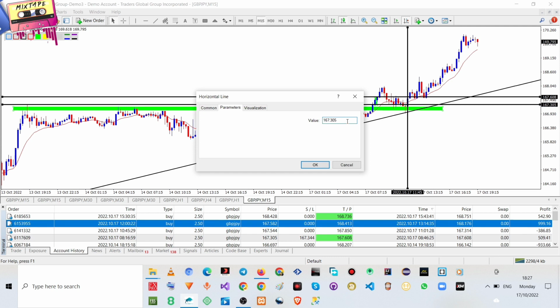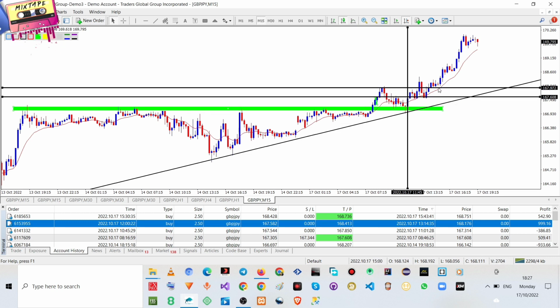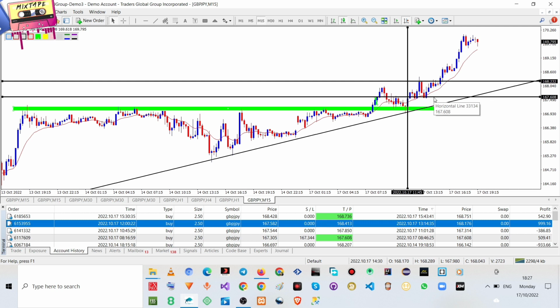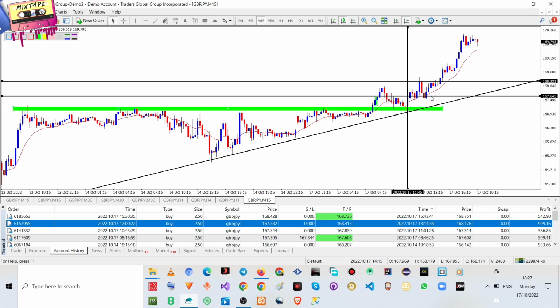Let me move from 168.582. I move the line.